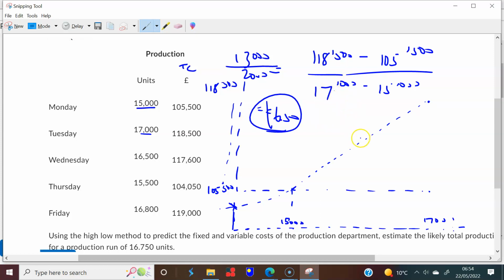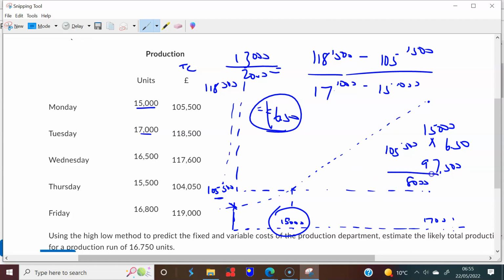Now, what does that mean? Now that I know what the variable cost is, I can find the fixed cost. I can just pick this one and say, listen, if I'm making 15,000 units and the variable cost is £6.50, then my variable costs are 97,500. But my total costs, of course, are 105,500. Well, I know what my fixed cost is, right? My fixed cost is 8,000. So now I know what my fixed costs are and I know what my variable costs are.